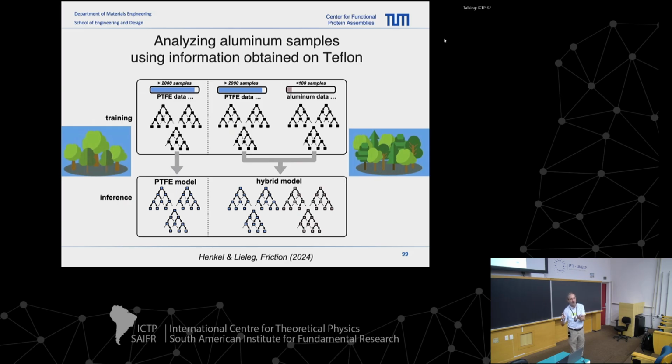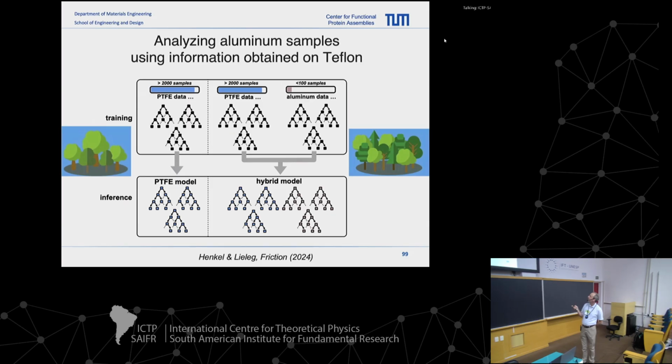Are you following? So most of the data is used to train trees only on Teflon. That's where the big number of data comes into play. And let's see if we can use a little bit of data to train a few trees on aluminum, and that's what we then call the hybrid problem.